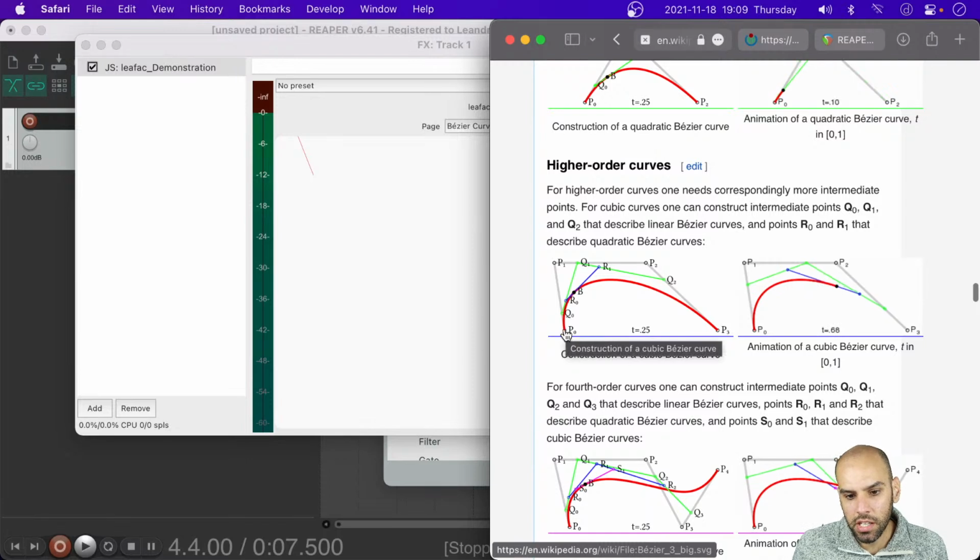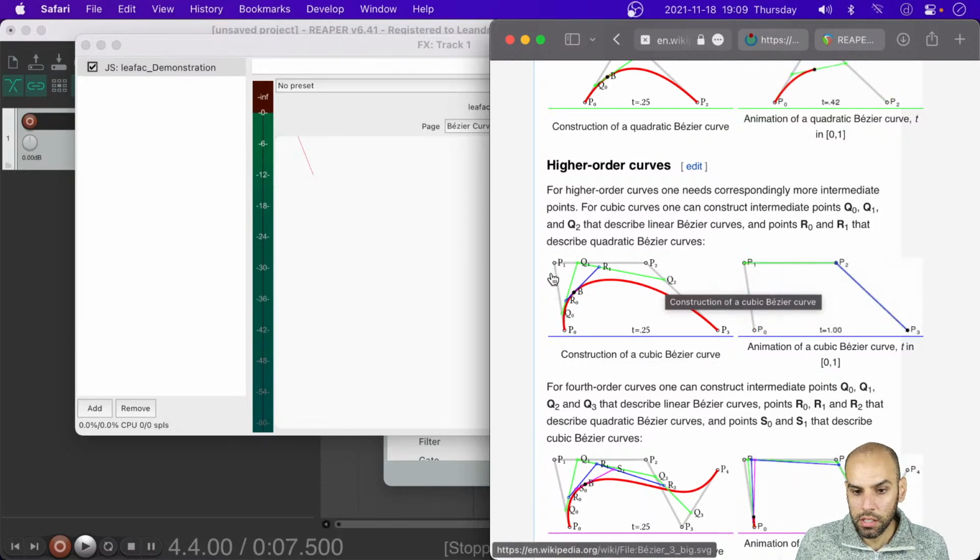It's just the same idea. Linear interpolation between P0 and P1, linear interpolation between P1 and P2, linear interpolation between P2 and P3. Now you're going to get the Q points. In this case, because there are 3 lines, you get 3 Q points, Q0, Q1, Q2. Then apply the same idea, linear interpolation between Q0 and Q1, linear interpolation between Q1 and Q2. That is going to give you the R points. And then linear interpolation between R0 and R1. That's going to give you the point on the curve.